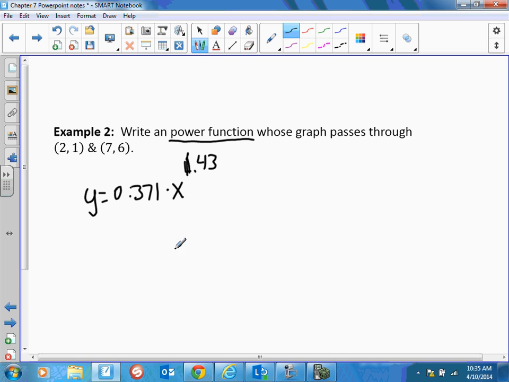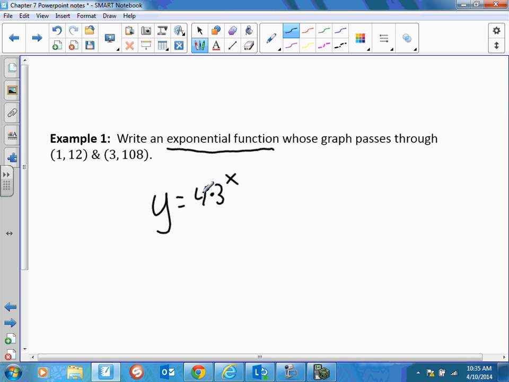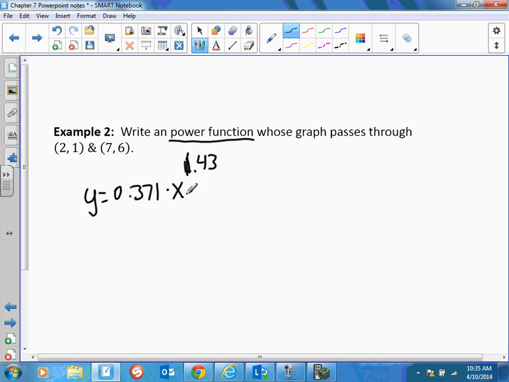Okay, and that's it. For the power function, you can see the difference: in an exponential function, a times b to the x, the x is in the exponent. In the power function, the x is the base. That's pretty much the main difference between power and exponential functions.